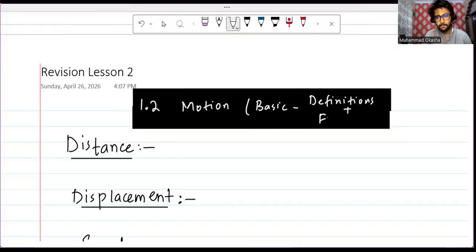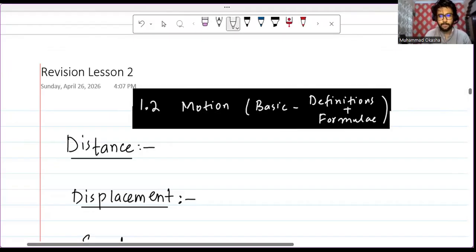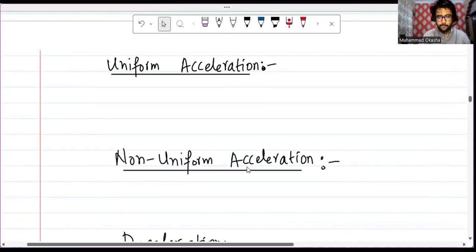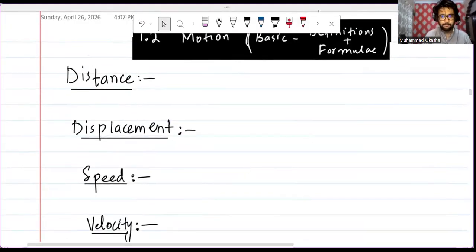Definitions plus formulae. So this is what we're looking at in this worksheet. We have 12 definitions to remember, and all of these 12 definitions are really, really important because they come as it is in the exam. Distance. What is distance?